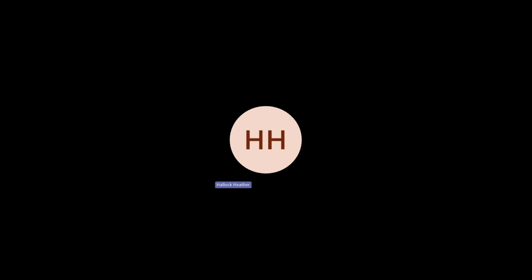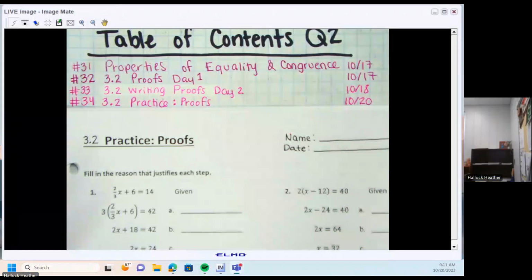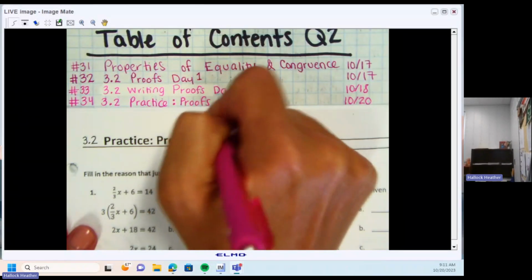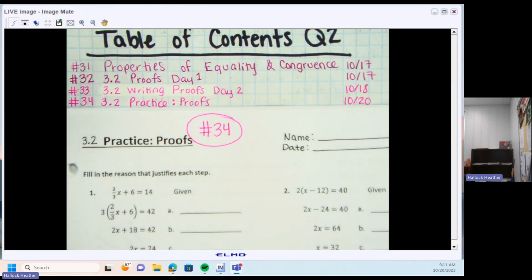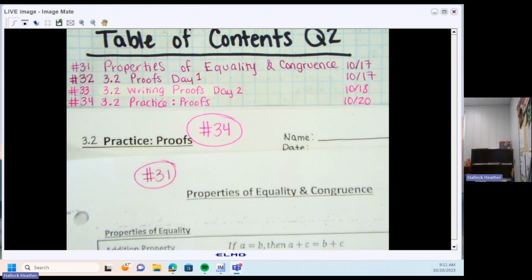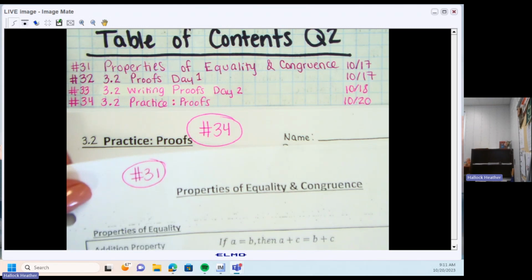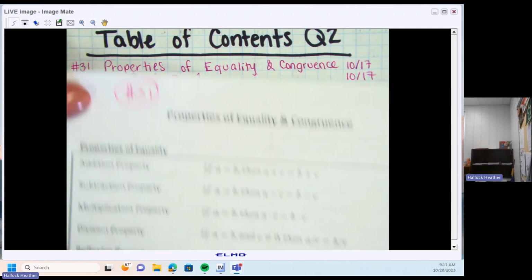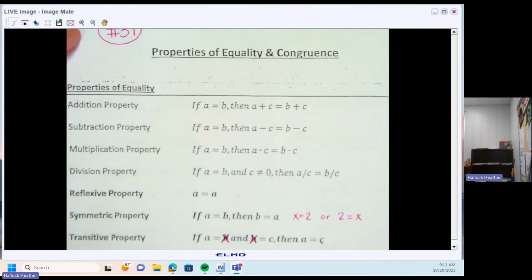On here, and this is number 34. You may also, if you have your binder and it's organized, want to take out 31. 31 will help you fill in these blanks. So 31 I gave you on Tuesday. It has all the properties of equality and congruency statements on them.